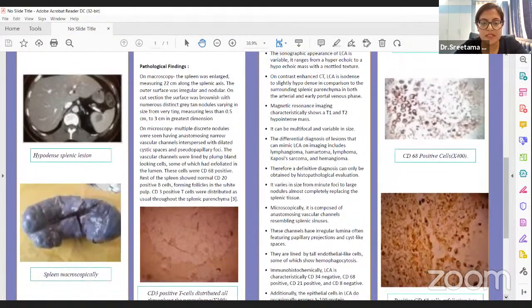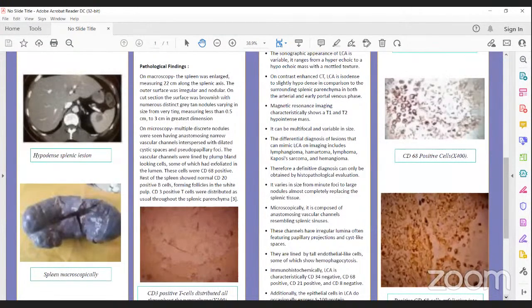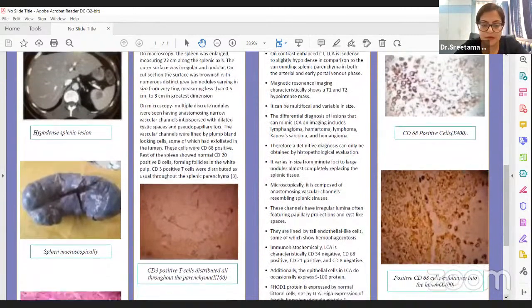On microscopy, multiple discrete nodules were seen having anastomosing narrow vascular channels interspaced with dilated cystic spaces and pseudopapillary foci. The vascular channels were lined by plump, bland-looking cells, some of which have exfoliated into the lumen. These cells were CD68 positive. The rest of the spleen showed normal CD20 positive B cells forming follicles within the white pulp. CD3 positive T cells were distributed as usual throughout the splenic parenchyma.